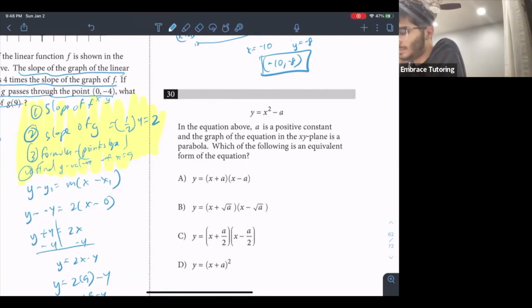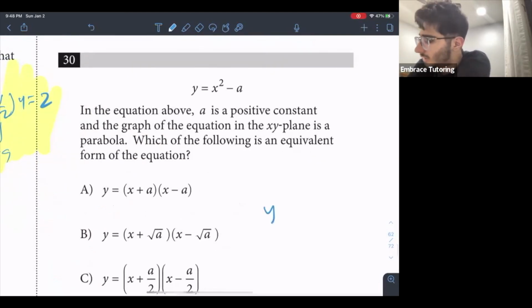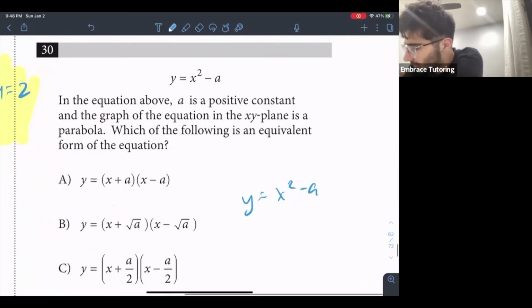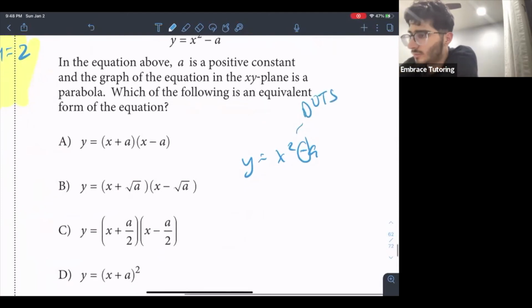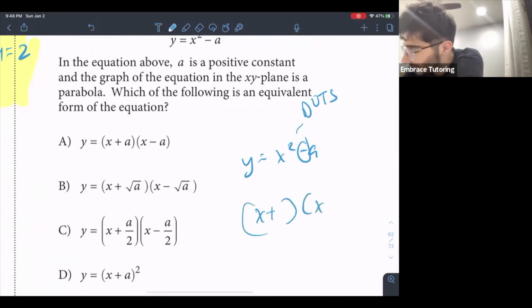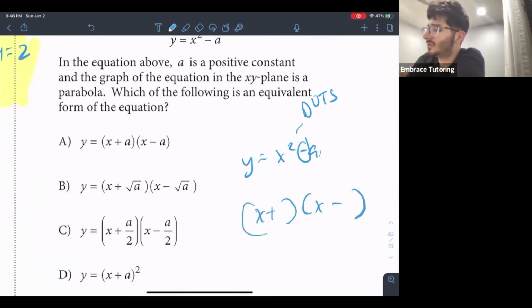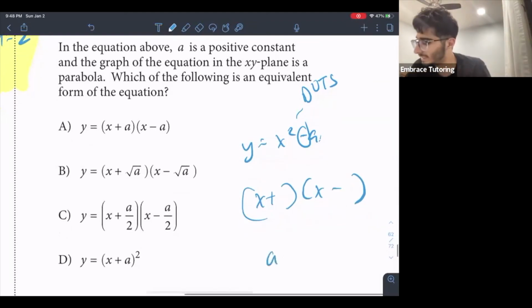So in the equation above, a is a positive constant, and the graph of the equation in the xy plane is a parabola. Which of the following is an equivalent form of the equation? So basically they give you a quadratic, y is equal to x squared minus a. You can assume it's a positive constant. So you could assume that it's a difference of two squares. And when it's a difference of two squares, then you would do x plus a number times x minus a number to get a. So you have to find a number that if you square it, it would give you a.